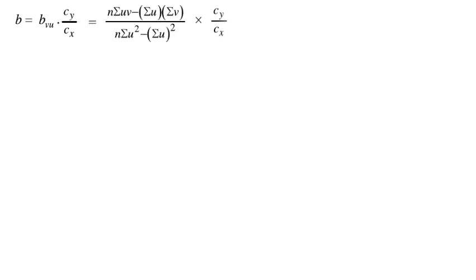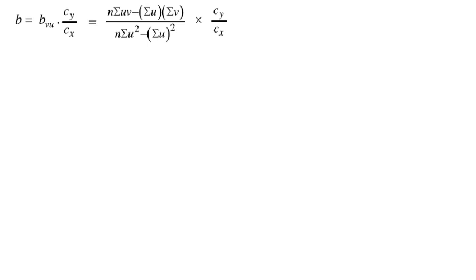Now start with your formula. As we know, we have divided our observations, so we have to make a small adjustment to our formula: b will not be just byx, b will be byx into cy upon cx. Our formula will be byx into cy upon cx. Now byx is the whole n summation uv formula, and then multiply it with cy upon cx.